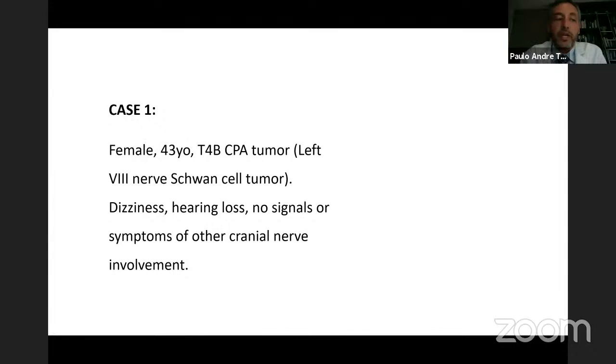I will describe 3 cases. I think it is interesting for you to see the importance of this technique. In this case, a 43-year-old female with a T4B cerebellopontine angle tumor, a left 8th nerve Schwann cell tumor, complains of dizziness and hearing loss, with no signs or symptoms of other cranial nerve involvement.